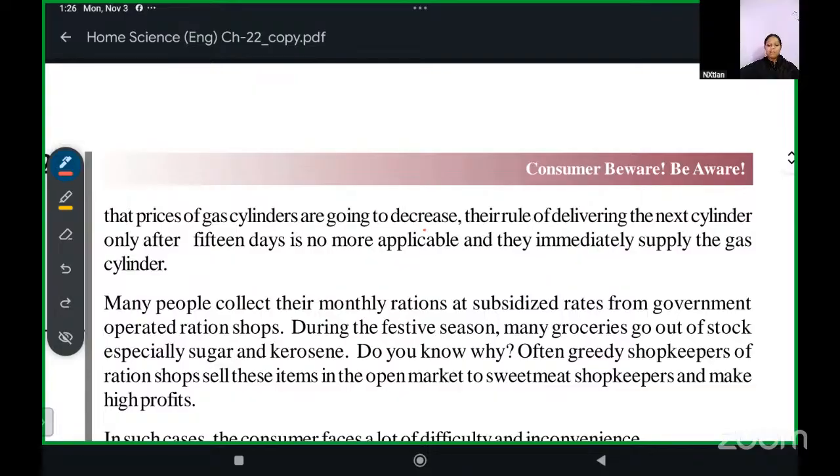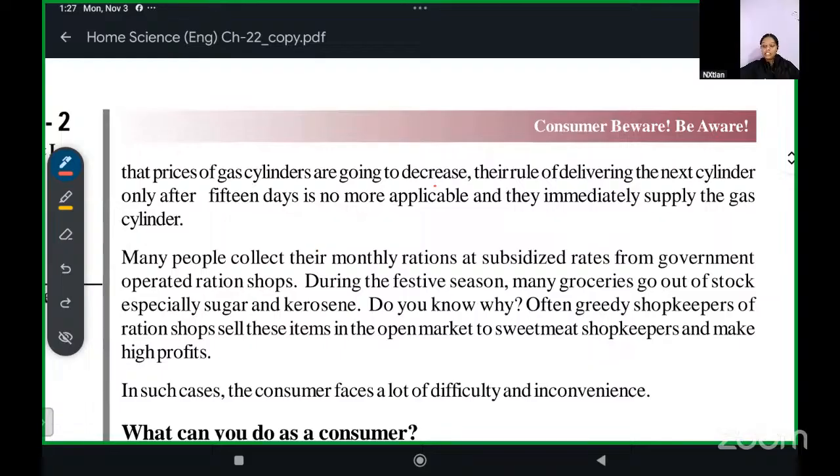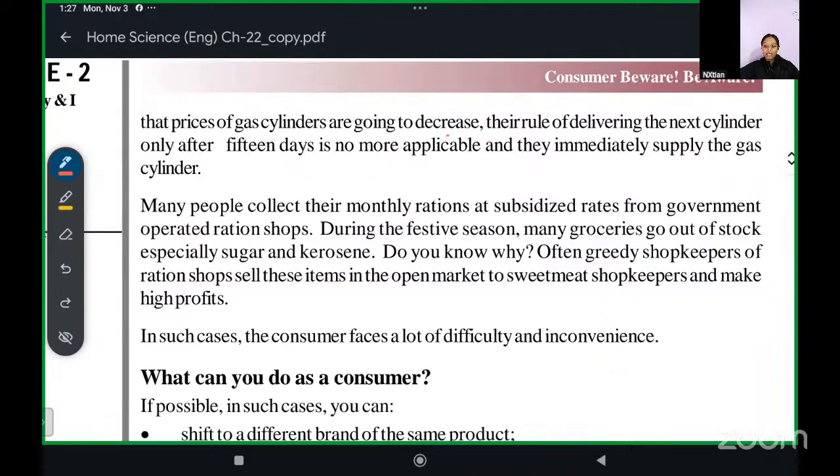Okay, so what happens here? Do you know there are some government operated ration shops where poor people can go and buy ration at a very low price? During festive seasons, many things at these shops go out of stock. Why do they go out of stock? Because greedy shopkeepers sell these in the open market.